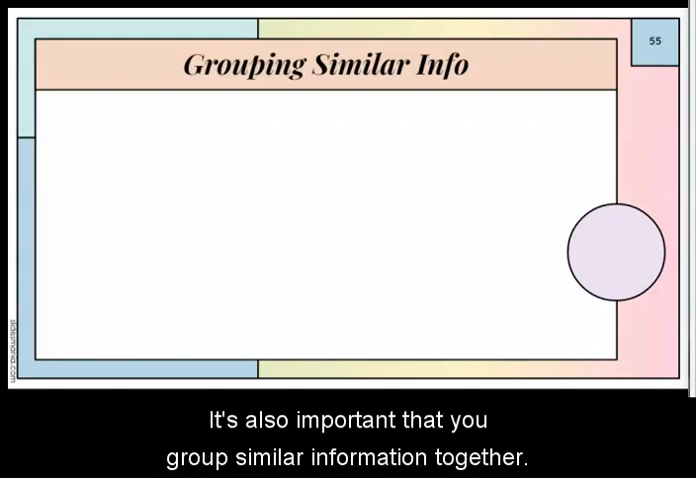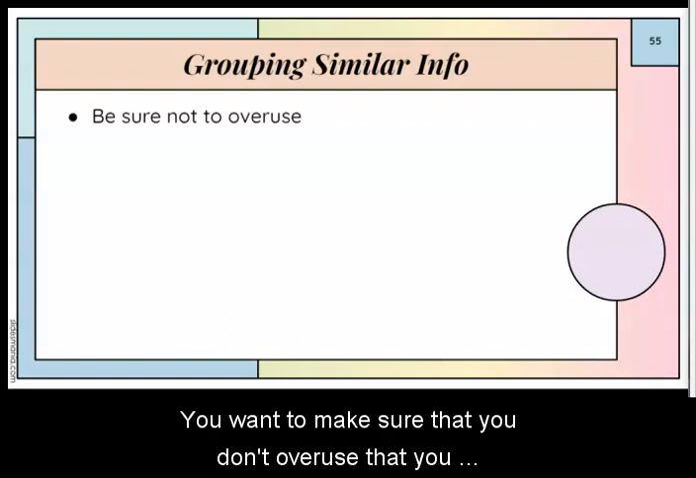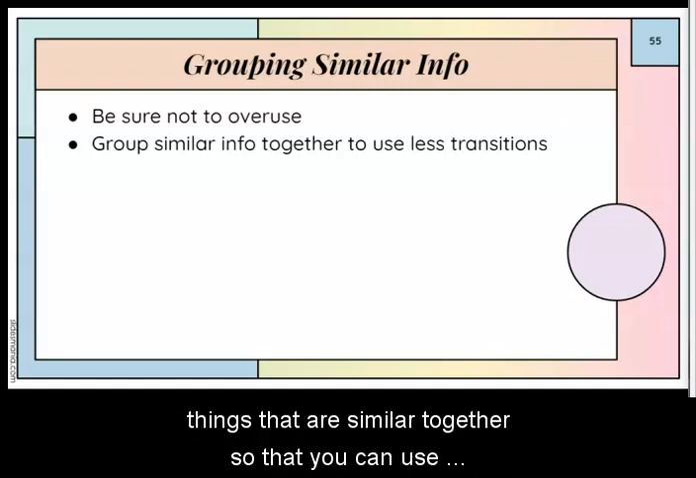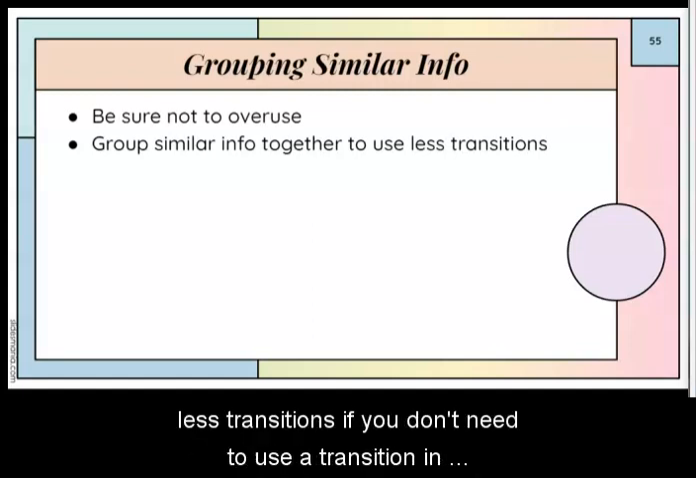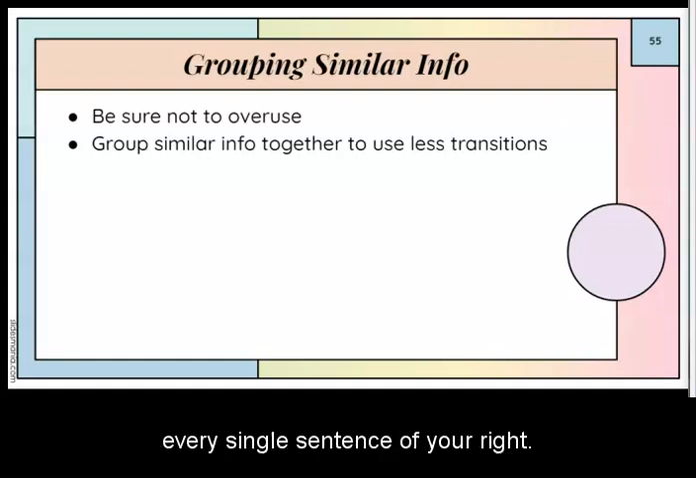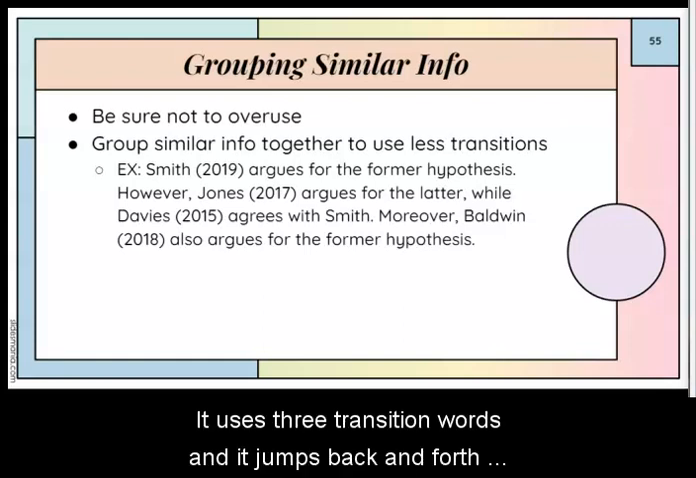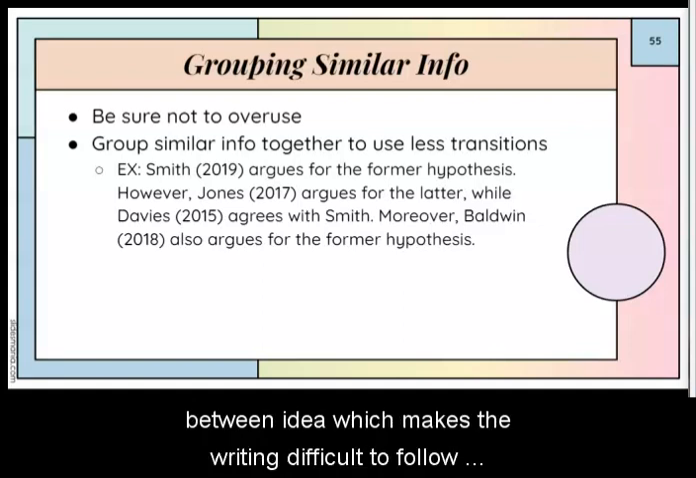It's also important that you group similar information together, okay? You want to make sure that you don't overuse transitions, and you want to keep things that are similar together so that you can use fewer transitions. Like, you don't need to use a transition in every single sentence of your writing. For example, in this example, it uses 3 transition words, and it jumps back and forth between ideas, which makes the writing difficult to follow.